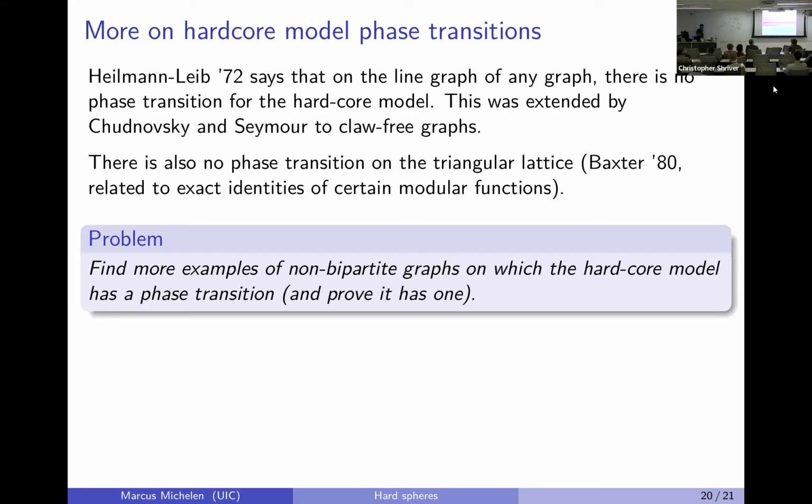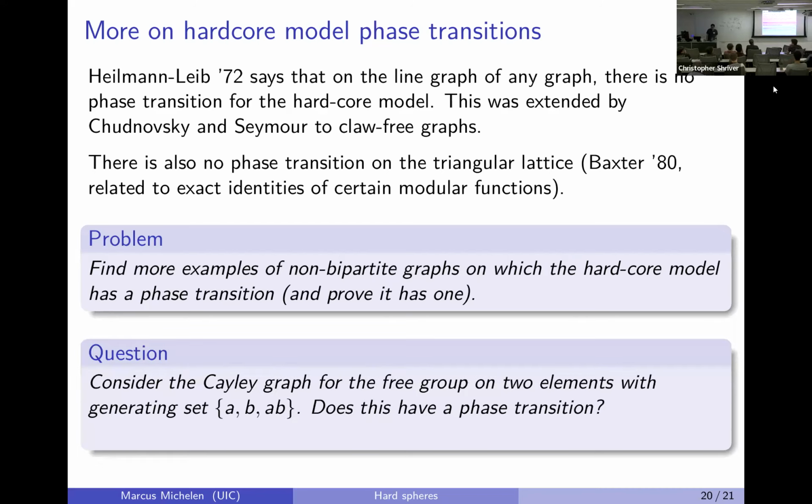So I came up with a candidate, and maybe someone here could tell me this is either a good or bad idea. For instance, let's say you take the free group on 2 elements, and I'm not going to mess with the group, but now I'm going to generate my Cayley graph with A, B, and now just AB. So it's almost like our good old-fashioned 4-regular tree, but I have triangles thrown in everywhere. Does this guy have a phase transition for the hardcore model?